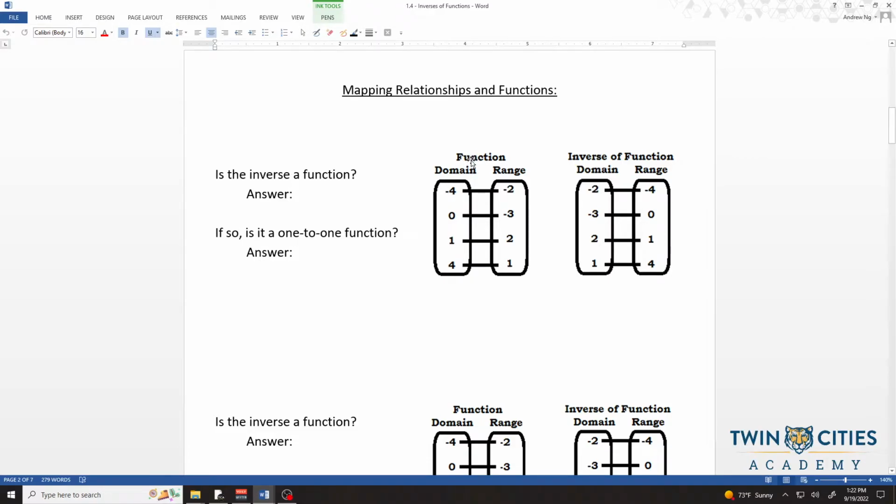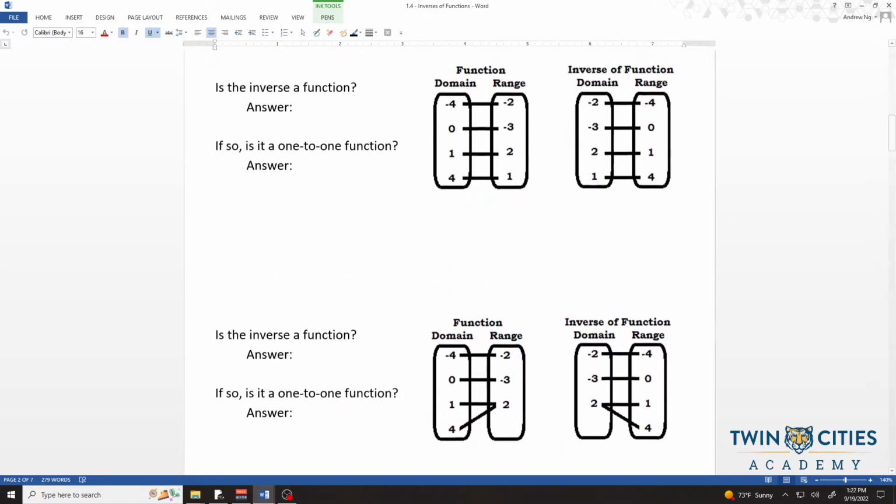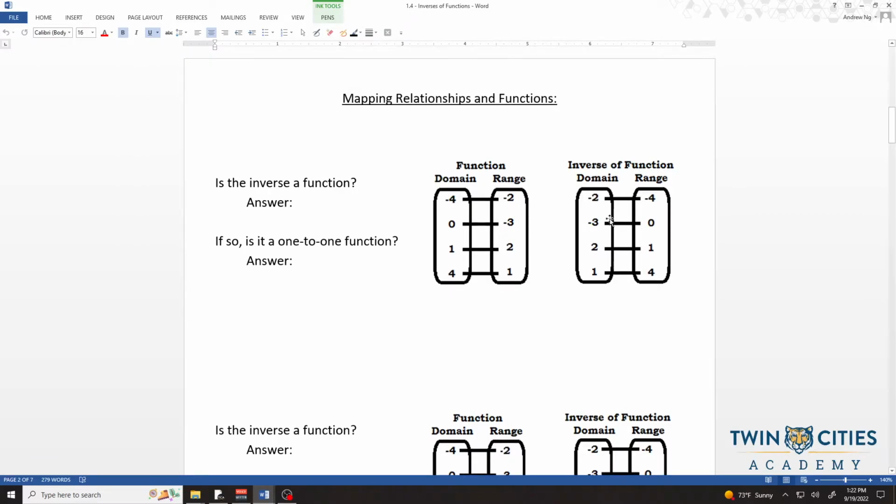Now for my inverse, I'm going to take each of these pairings and simply reverse them. So here in the inverse of my function, instead of -4 to -2, I'm going to go the opposite way, -2 to -4. Instead of 0 to -3, -3 to 0. Instead of 1 to 2, 2 to 1. And then finally, instead of 4 to 1, 1 to 4. And then I've got a couple questions over here. Is the inverse a function?